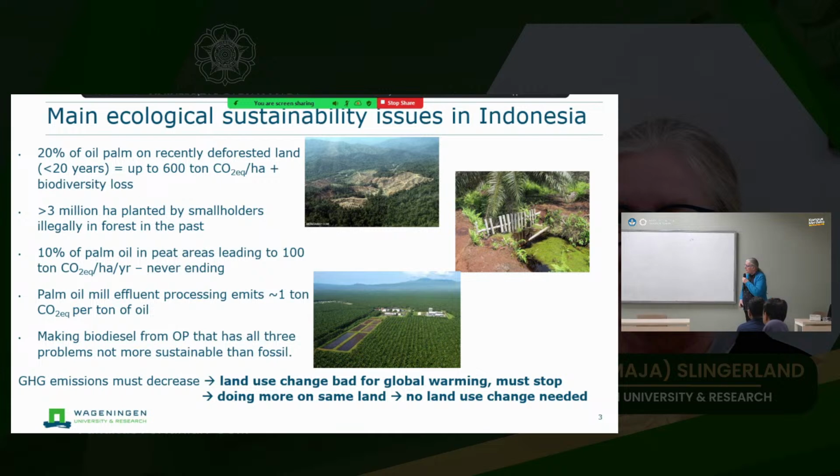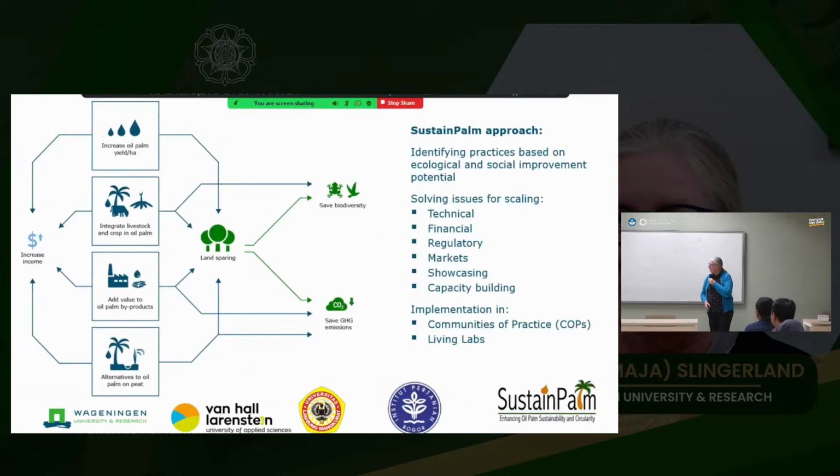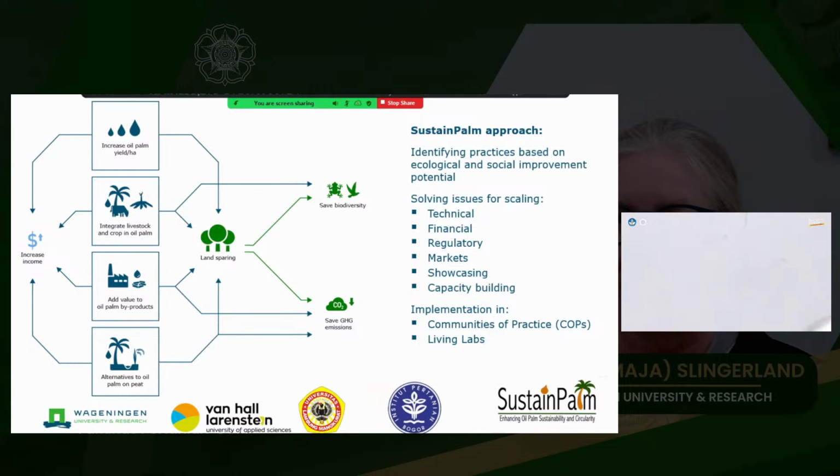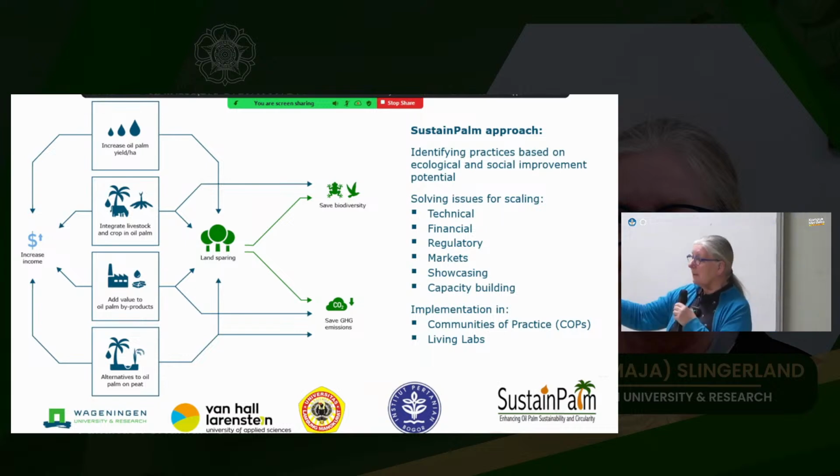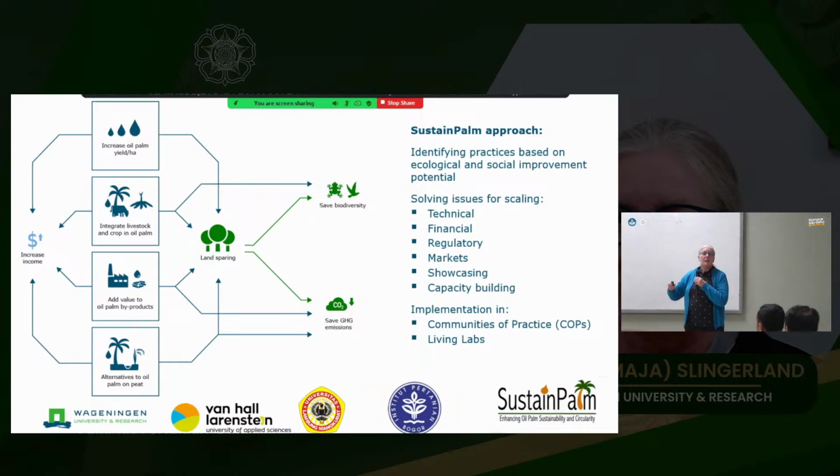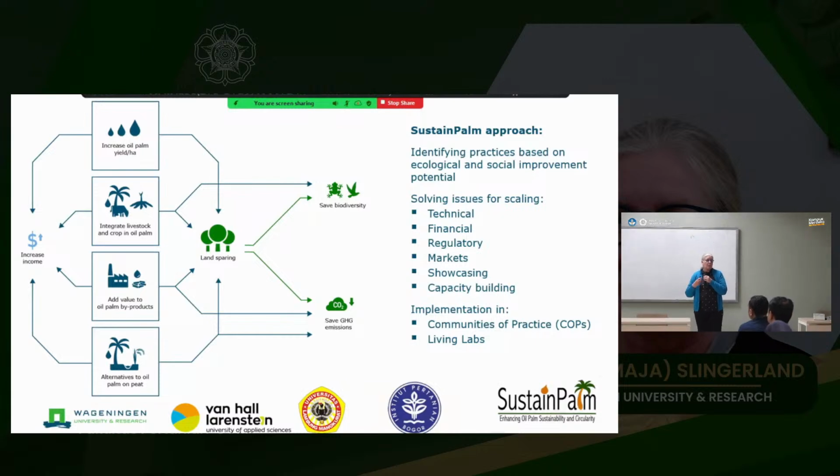And that's why we came up with this graph, and this is also the program. You see here, on the right-hand side, you see land saving. So what we propose is to do things better on the hectare so that we can save land. And if we save land, we save greenhouse gases and we save biodiversity. But we can only do it, and that's the one on the left-hand side, if it also brings money. You cannot ask people to do something or to stop doing something if it costs money. It needs to bring money.